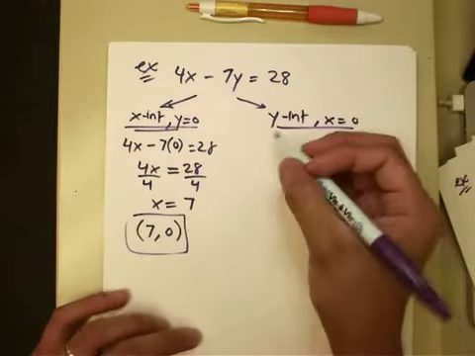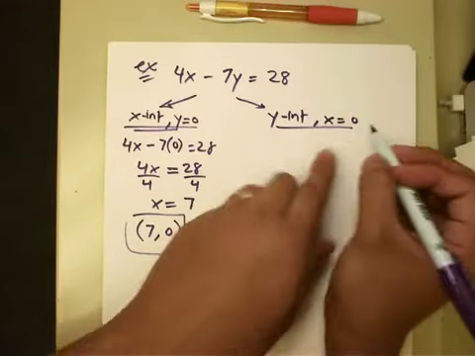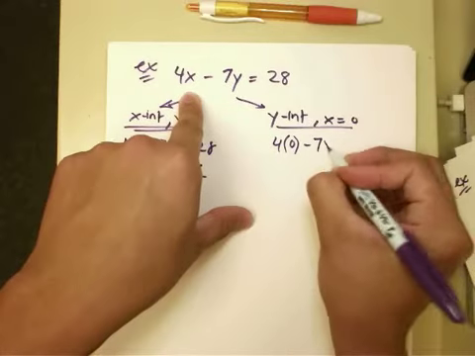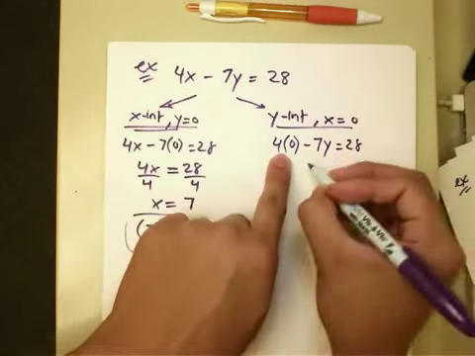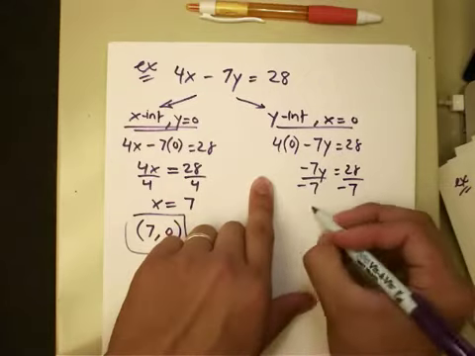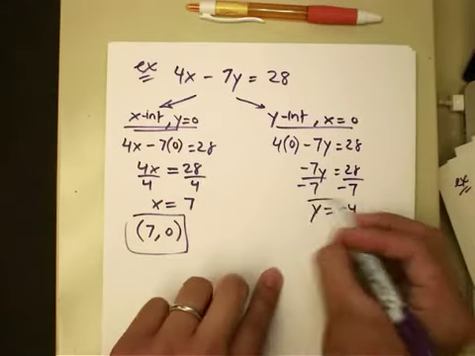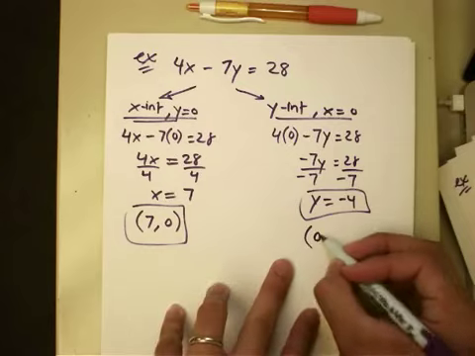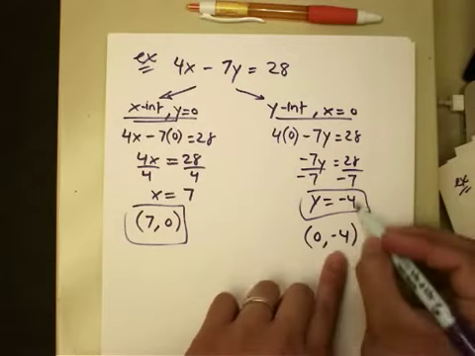For the y-intercept, you would do the same thing, but this time you substitute 0 into x. So it's going to be 4 times 0 minus 7 times y equals 28. This will go away. So now when you divide both sides by -7, y is -4. That means the point now will be (0, -4), because this is for y.